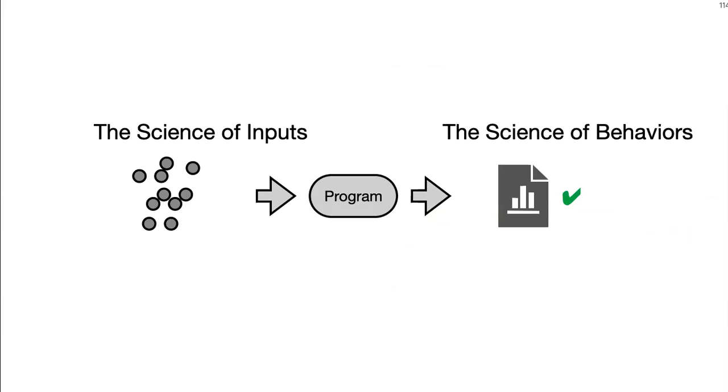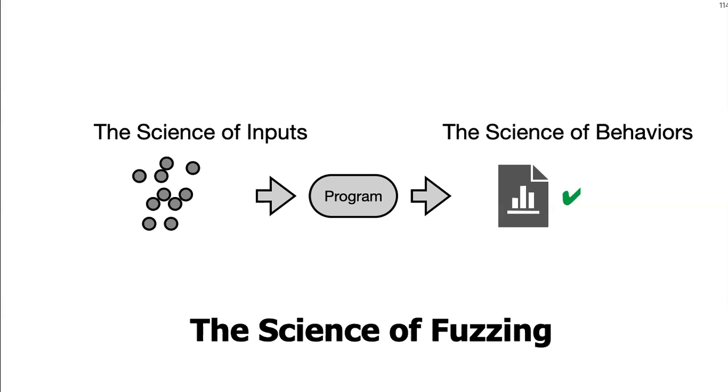When we combine the science of inputs with the science of oracles, we get the science of fuzzing that lets you automatically and rigorously evaluate how programs behave.